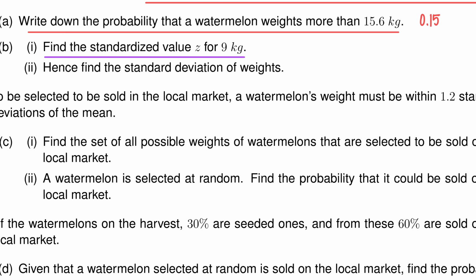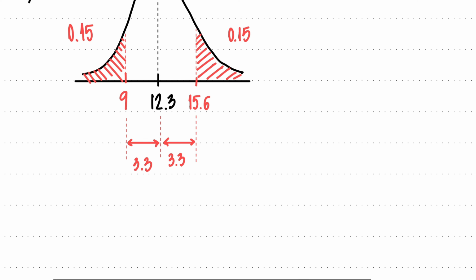Find the standardized value Z for 9 kilograms, meaning the z-score of a standard normal distribution that has the same probability of this 9 kilograms, meaning if you take the probability from negative infinity to this z-score in a standard normal distribution, that probability will be the same as the probability from negative infinity to 9 in this distribution right here. Anything that's a z-score, I'm going to represent in this color purple.